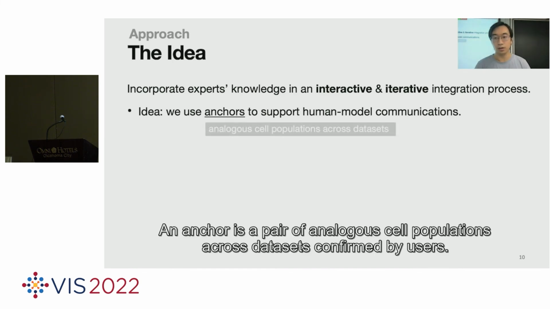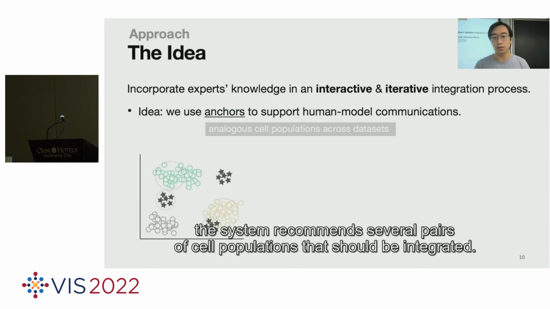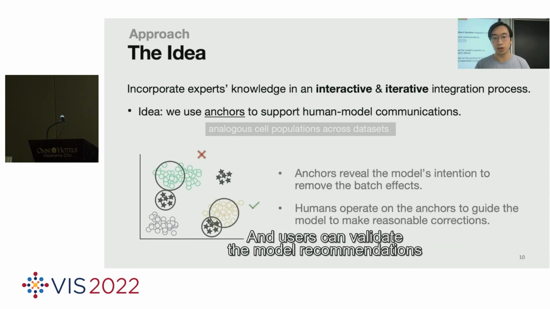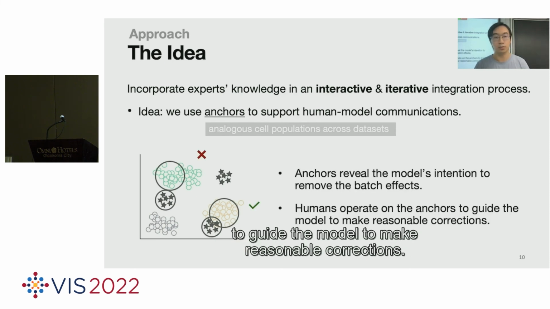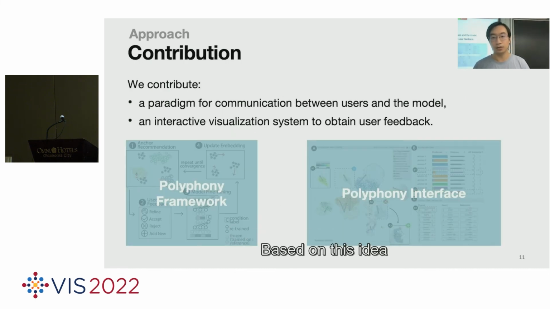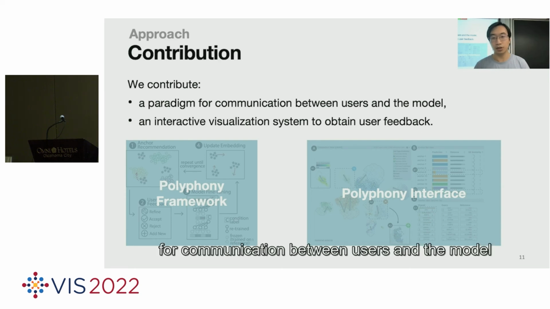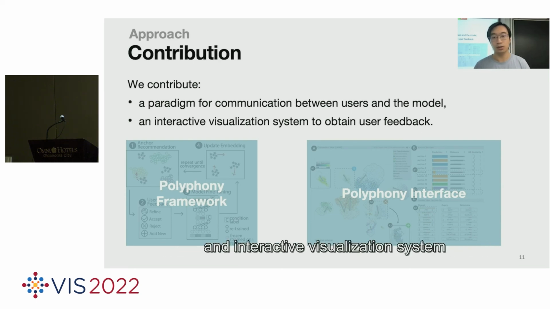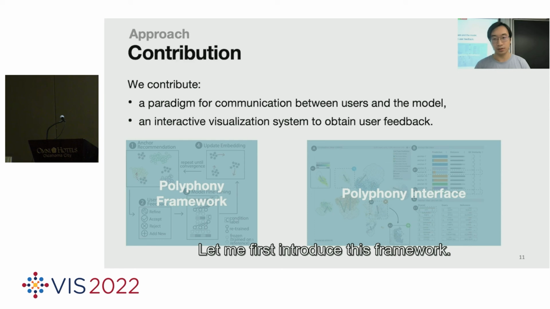An anchor is a pair of analogous cell populations across datasets confirmed by users. For example, the system recommends several pairs of cell populations that should be integrated, and users can validate the model recommendation to get the model to make reasonable predictions. Based on this idea, we contribute a paradigm for communication between users and the model, and an interactive visualization system to obtain user feedback. Let me first introduce this framework.